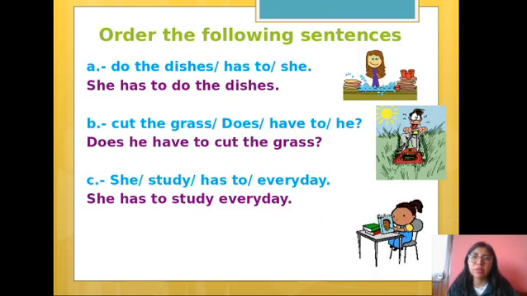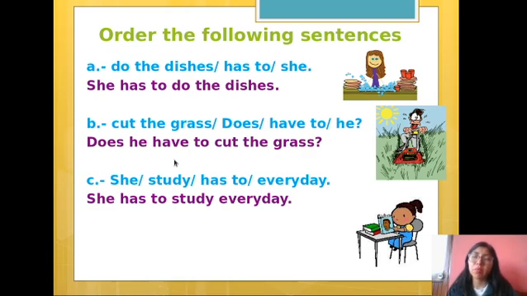It says, order the following sentence. Do the dishes has to? Remember the structure. She has to do the dishes, okay? I am using the subject has to in this case because that is third singular person, the verb and the complement, okay? Pay attention here, that is a question, okay? So I am going to start with the auxiliary, okay? Does the subject he have to cut the grass, okay?